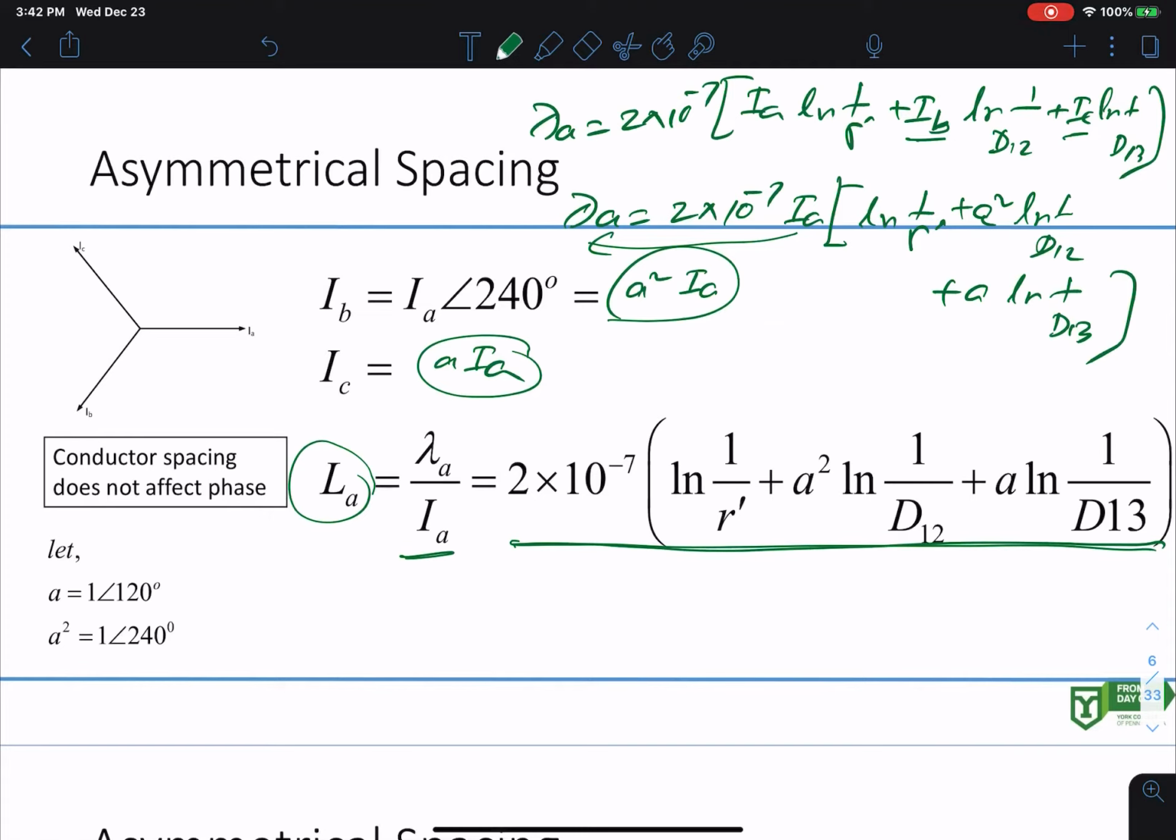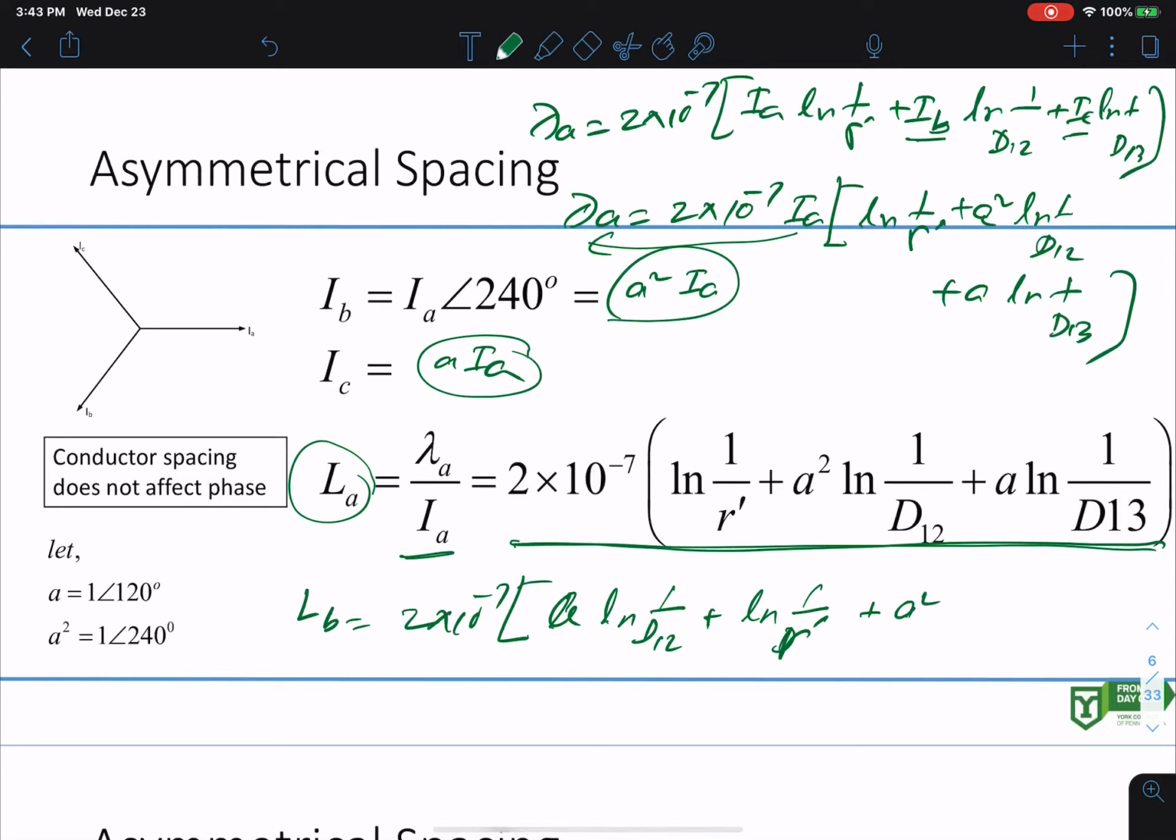All right, then I can find the same equation for line B, line C, and line D. If I write here for line B, I can follow the same format. For this one it is IA. Remember the last slide we did: IA and IB is A, there's a factor A in there. So ln 1 over D12. And over here is IB itself, so ln 1 over R prime, and IC with IA has an A squared factor, so ln 1 over D13, right?